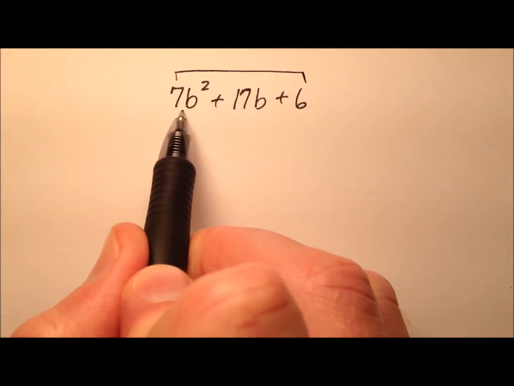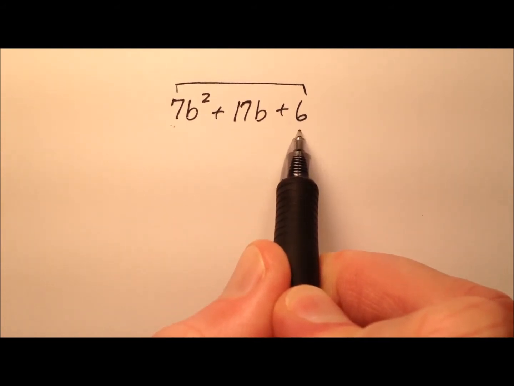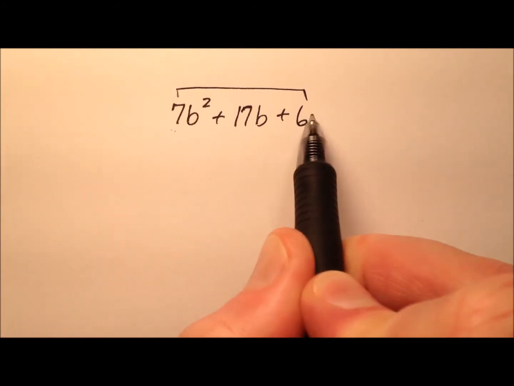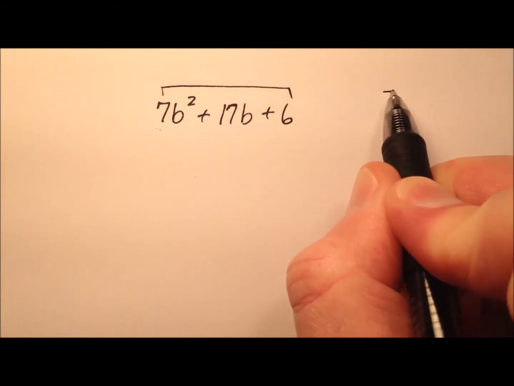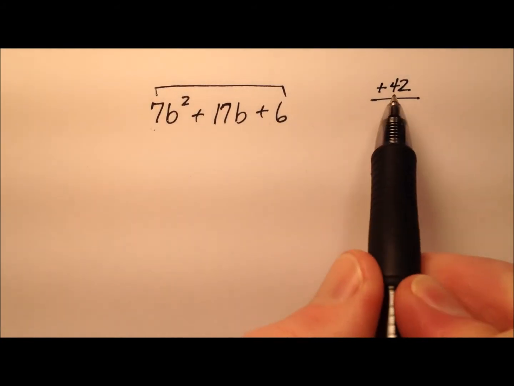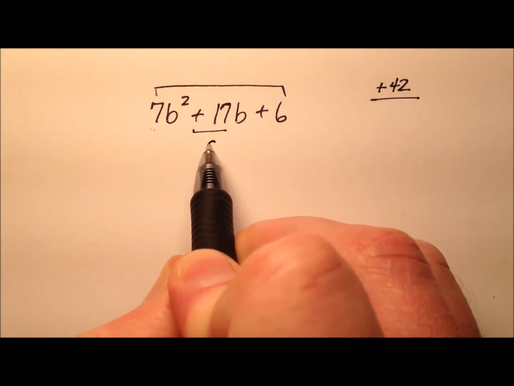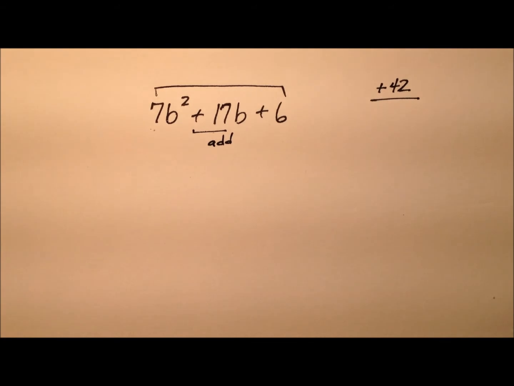which means we're going to take the A value, which is the leading coefficient, and the C value, which is the constant, and we're going to multiply them. So positive 7 times positive 6 makes a positive 42. So now we need factors of a positive 42 that add to make this positive 17.